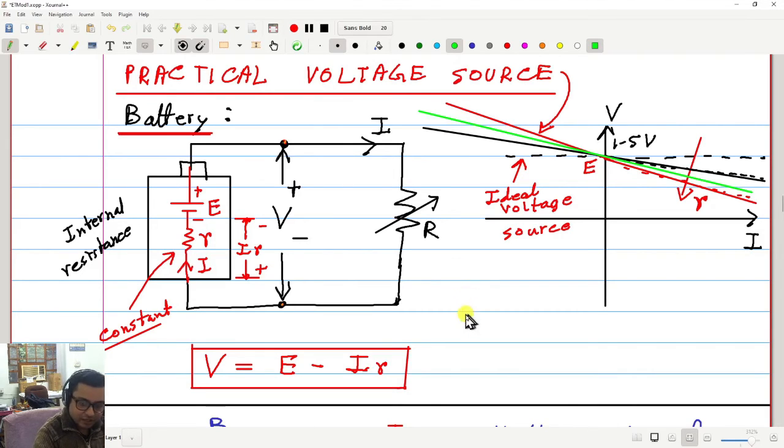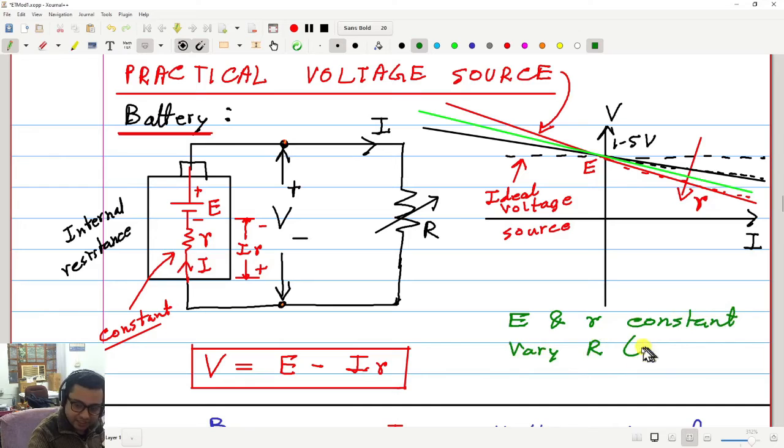No. See, you take E and little r constant, and vary capital R, the external resistance.